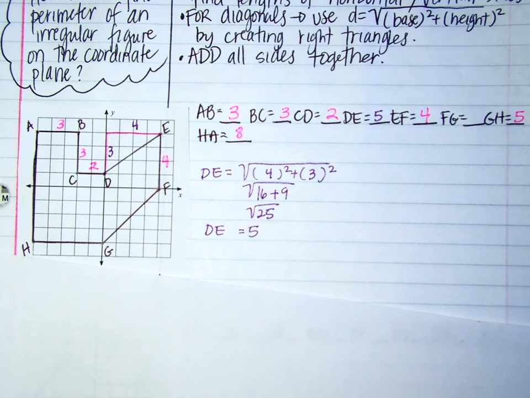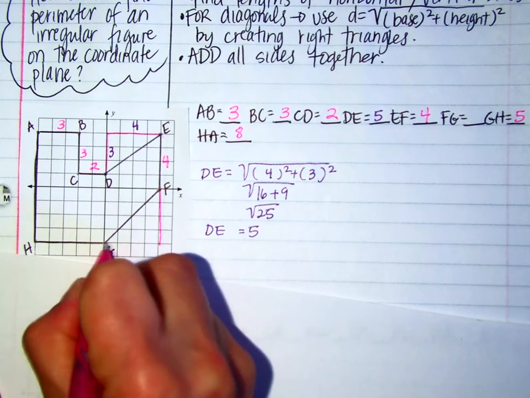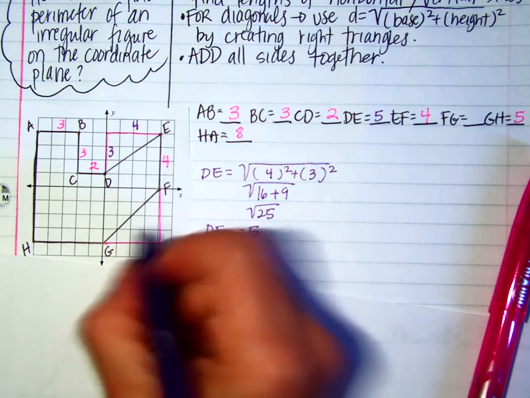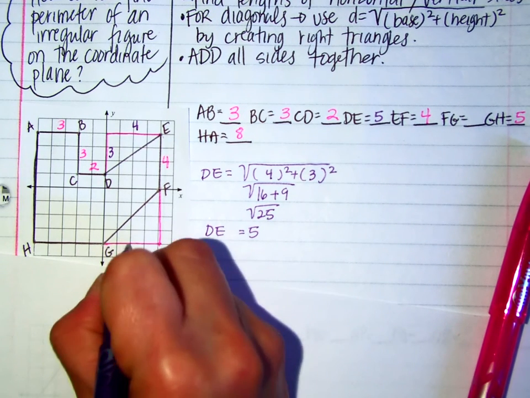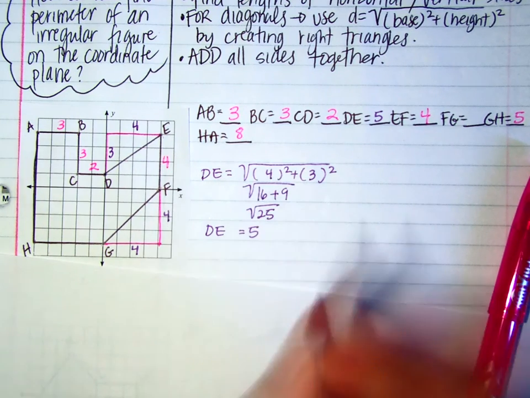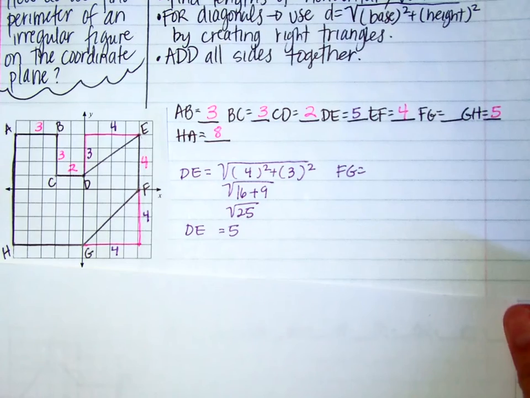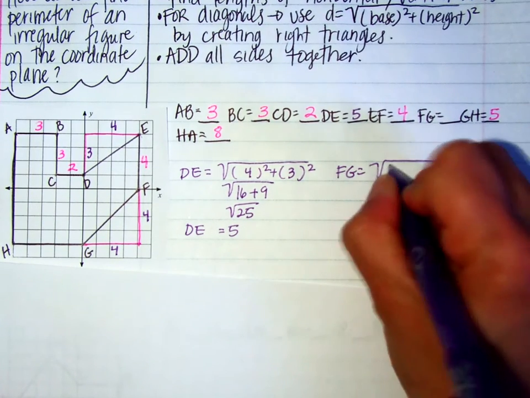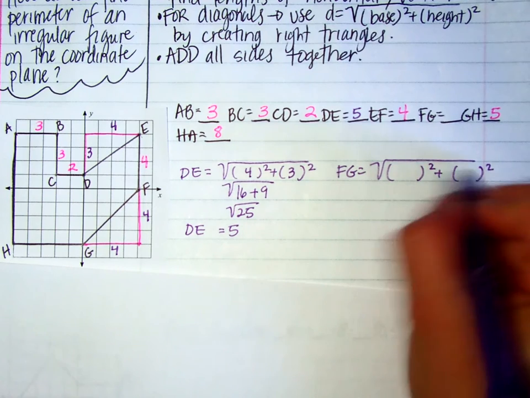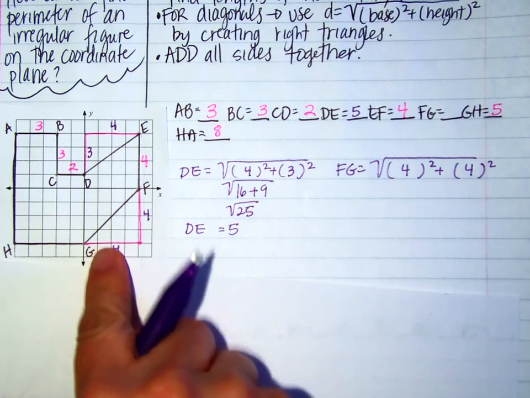Okay, I'm going to do the same thing now, but for FG. I'm going to create that right triangle. And now I'm going to identify how long the base and how long the height is. So for the base, it's 1, 2, 3, 4. And for the height, it is 1, 2, 3, 4 as well. So I'm going to do the same thing for FG. I'm going to take the square root of the base squared plus the height squared. So this was 4 squared, because the base was 4, the height was 4.